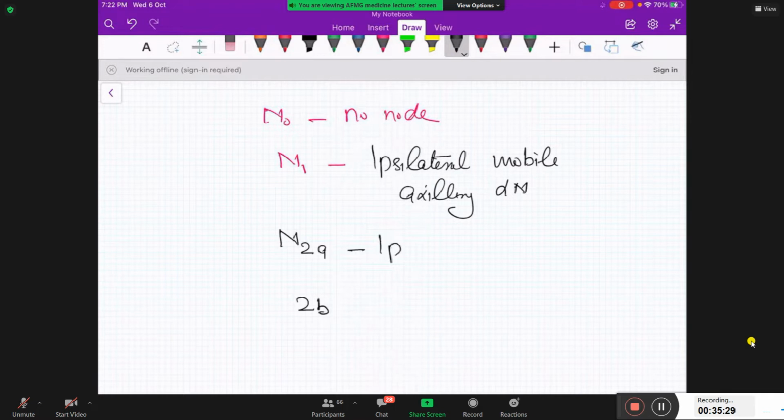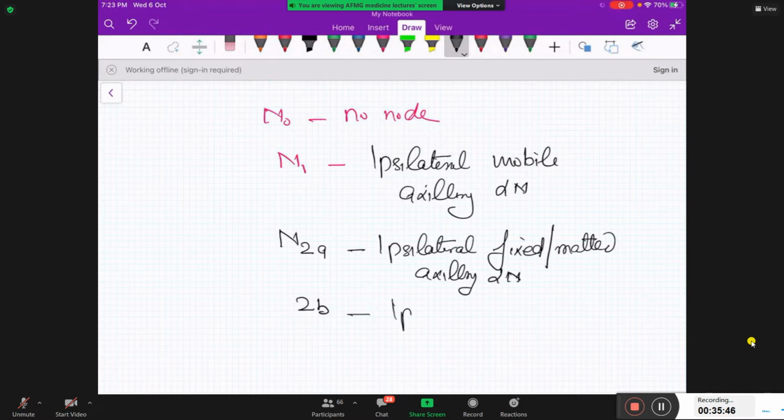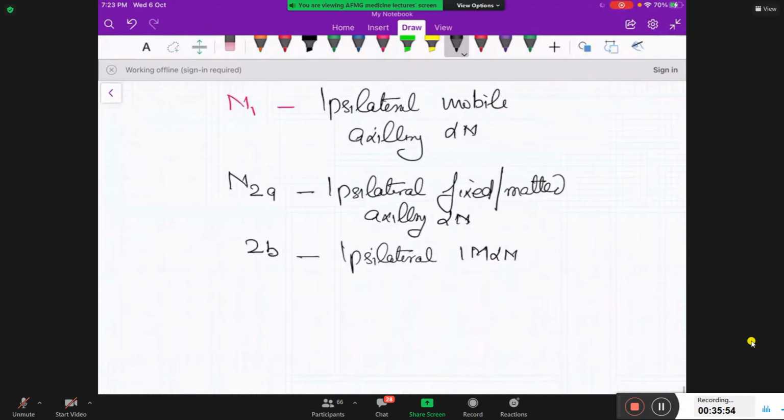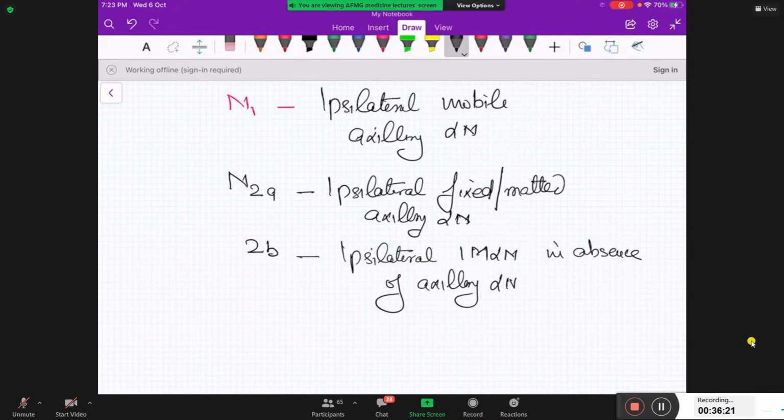2A is ipsilateral fixed or matted axillary lymph node, and 2B is ipsilateral internal mammary lymph node in absence of axillary lymph node.